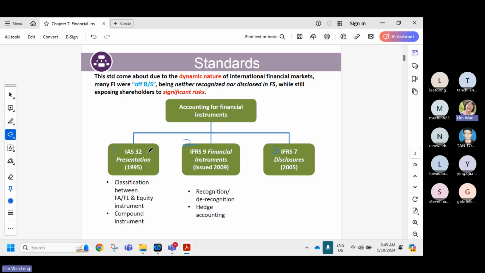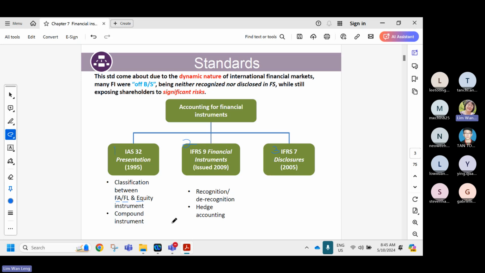For IAS 32, basically it is just the classification, right? How do we know we have a financial instrument? And if we do have a financial instrument, is it a financial asset, a financial liability, or an equity instrument? When you look at financial asset, financial liability, equity instrument, the first thing that comes to your mind will probably be your assets, your liabilities, your equities in the SOFP.